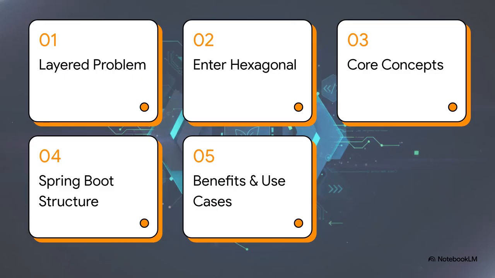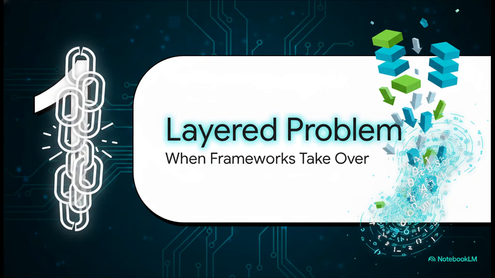Okay, let's dive right in. First, we'll diagnose the layered architecture problem. Then, we'll introduce the hexagonal paradigm shift and break down the core concepts of ports and adapters. After that, we'll actually look at a real Spring Boot project structure, and we'll wrap up with the major benefits and specific use cases. All right, part one, the layered architecture problem, or when frameworks take over.